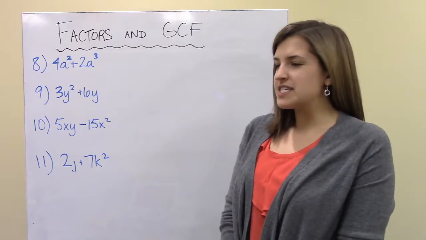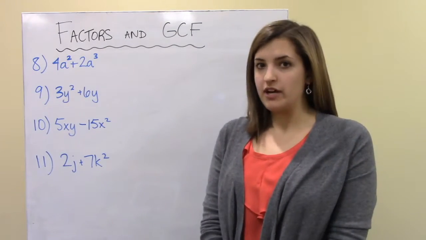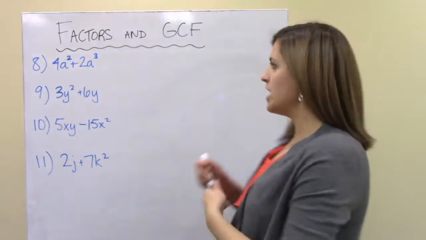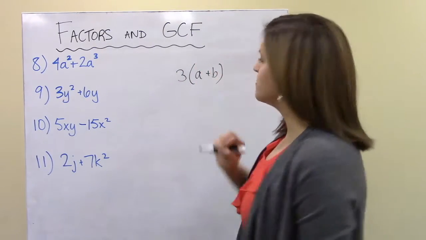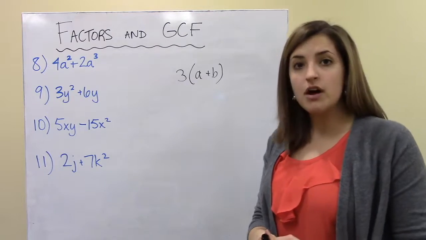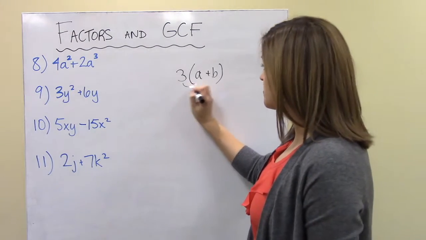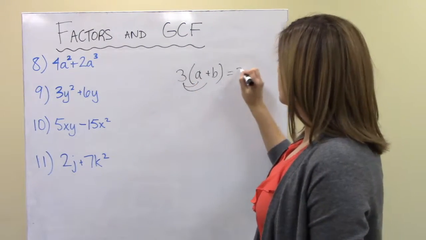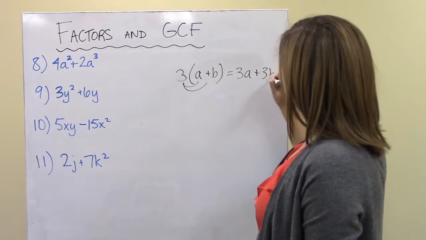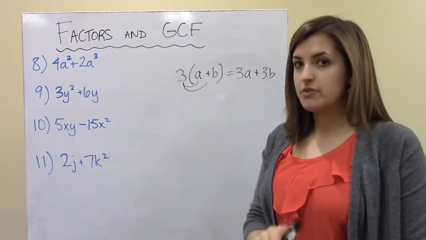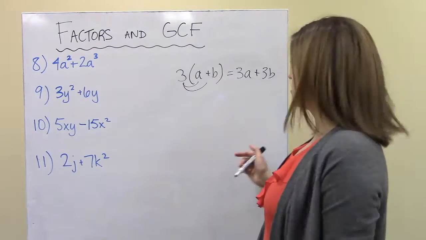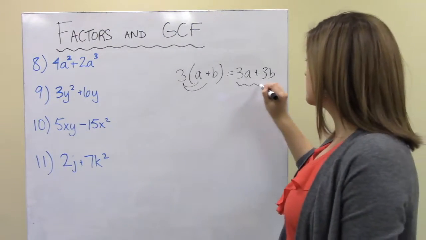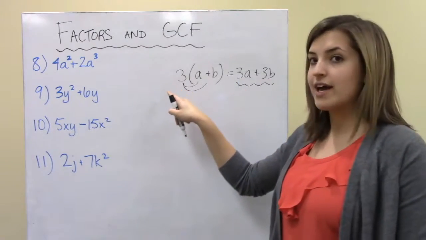Okay, before we do these examples, let's talk a little bit about factoring. If you remember, when we had something like 3 times a plus b, we did something called distribution. I think we're all pretty familiar with this, where we distribute this 3 to the a and the b, and we get 3a plus 3b. Factoring is going backwards. Factoring is like reverse distribution. So we're going to take something like this and pull that 3 back out.